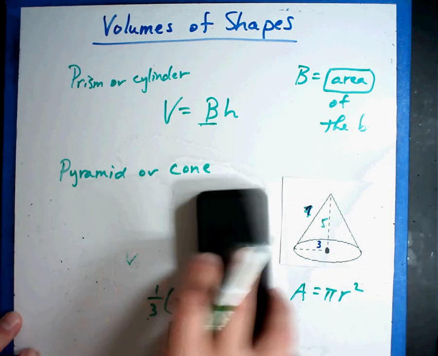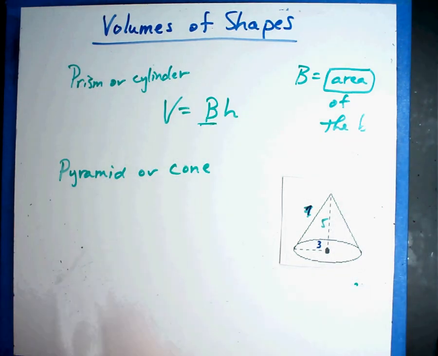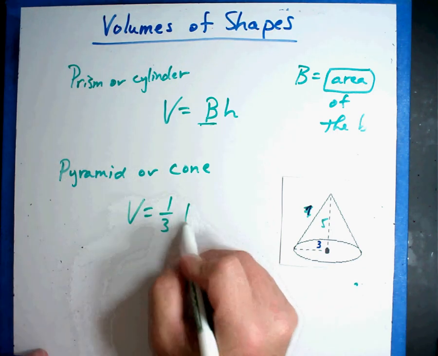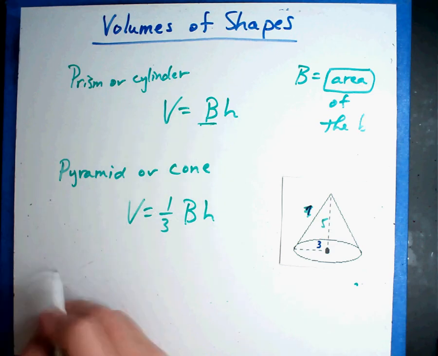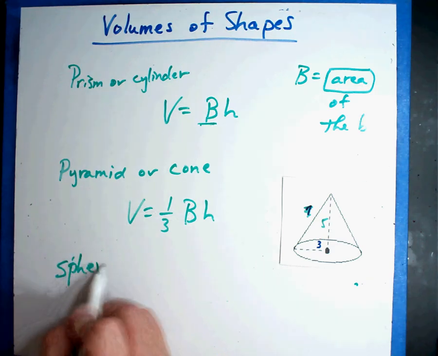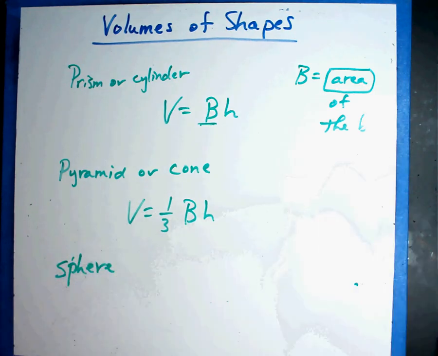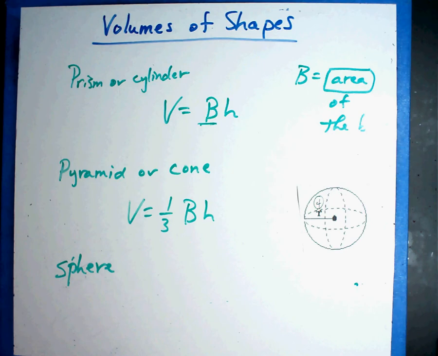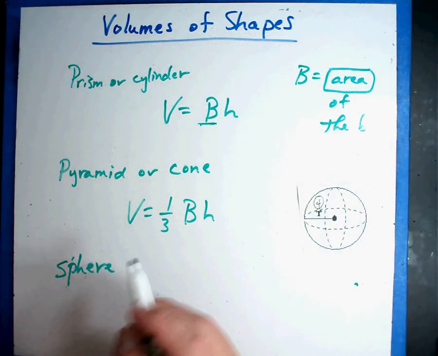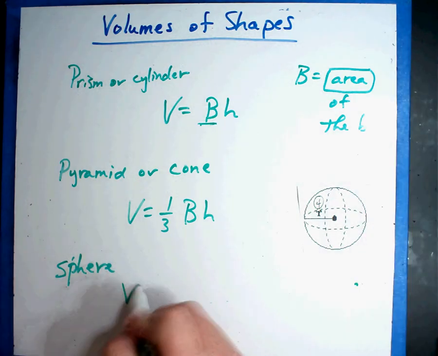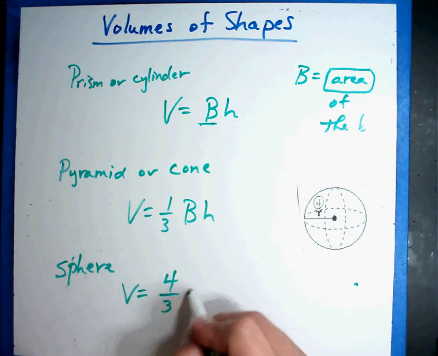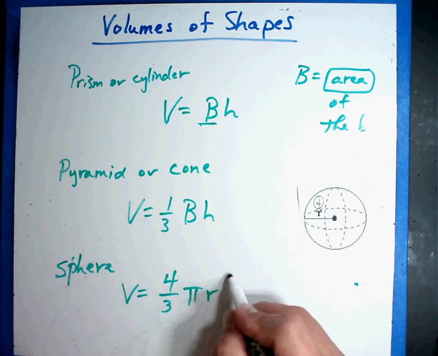One more. I'm going to write that back in there real quick to make sure you have it: 1/3 big B H. The last one we're going to talk about is the volume of a sphere. Let's say we have that as a sphere. If you want to fill it up with liquid, for example, that's the easy way to remember it. The volume is 4/3 pi r cubed.